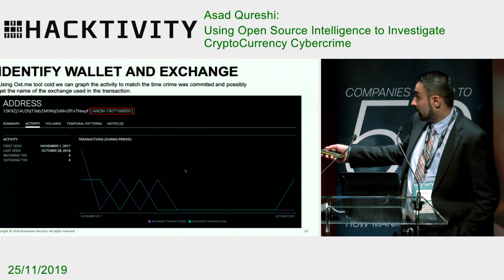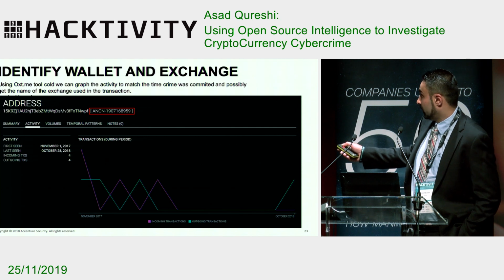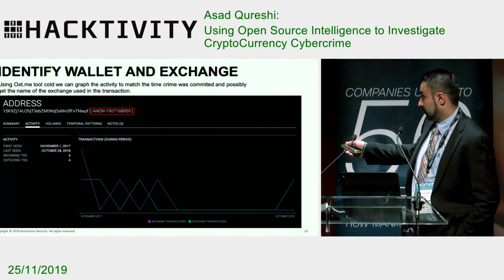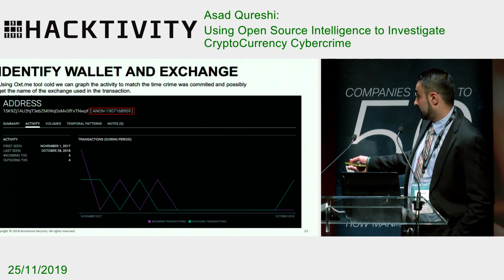Okay, OXT.me is another tool we can use to look up the Bitcoin address. The benefit of using this tool is that it will give us a graph, which will show us the incoming and outgoing transactions.